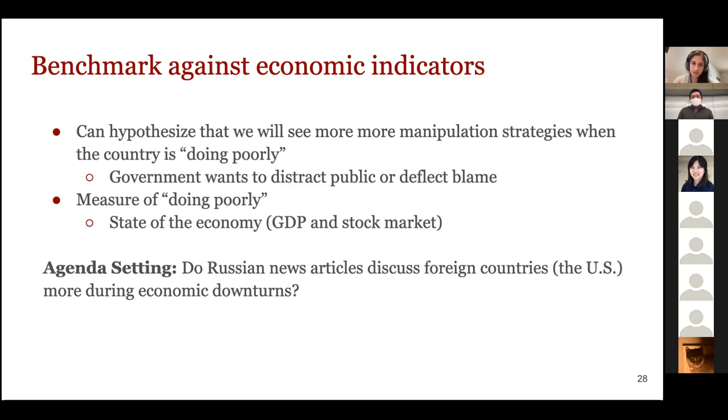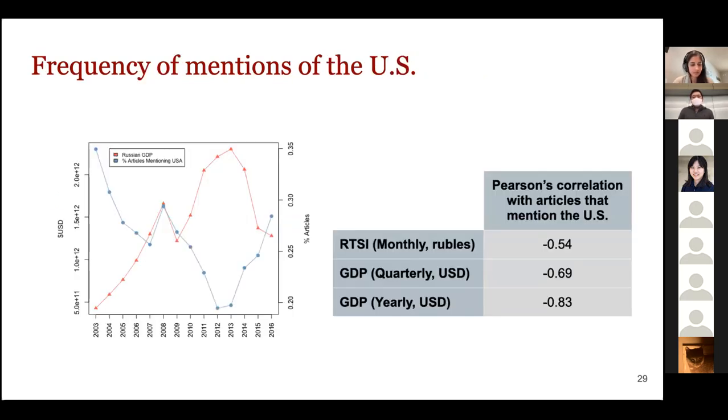And we focus specifically on the US here because if you look at the foreign countries that are mentioned in Russian media, it's very dominated by mentions of the US. So the first thing that we focus on is just raw frequencies. So the blue line in the figure on the left shows the percent of articles that mention the US over time.